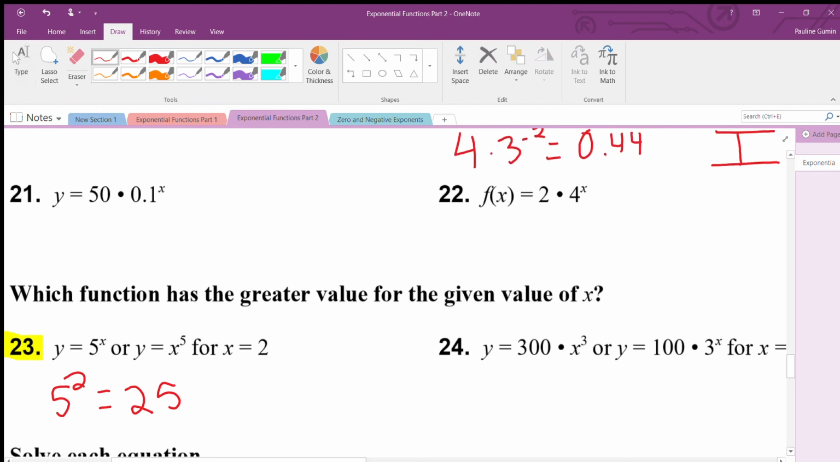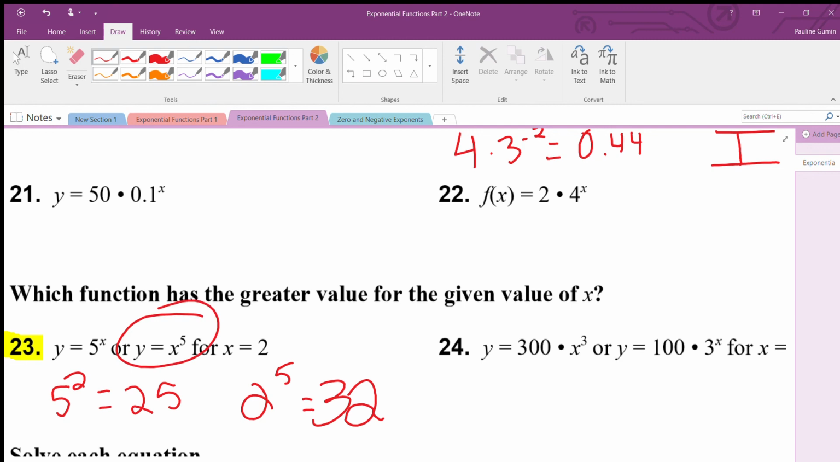For the other one, 2 to the 5th is 2, so 4, 8, 16, 64. I need to check because now I'm unsure, as always. No, it's 32. I overshot 32. So in this case, y equals x to the fifth will have a greater value.